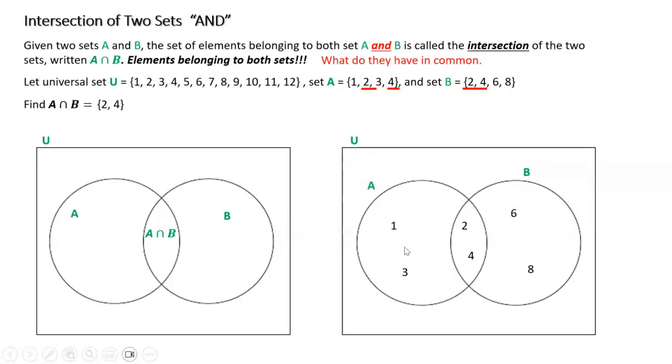But we're not done yet, because what happens to all these numbers here? They're not in set A and B, so we have to put them outside of set A and B. The 5 goes there, the 6, the 7, not the 8 because the 8's already in there. The 9, the 10, the 11, the 12, and that's it. This is how you represent the Venn diagram with this given information.